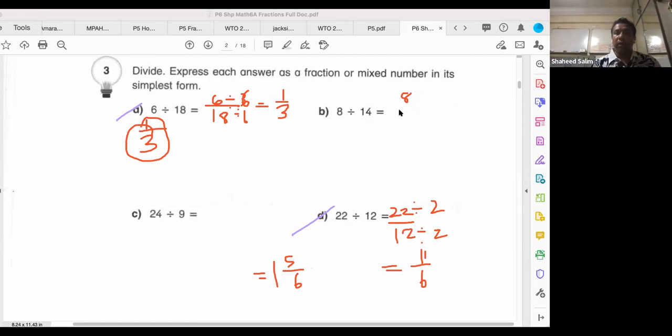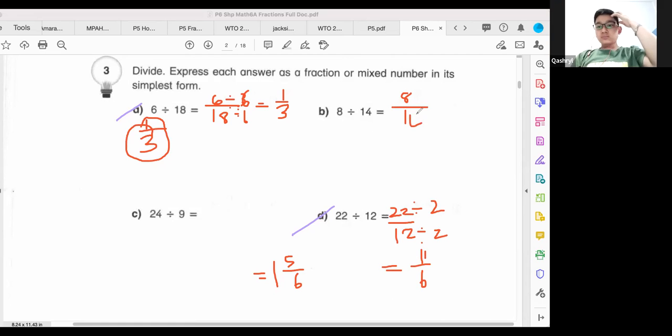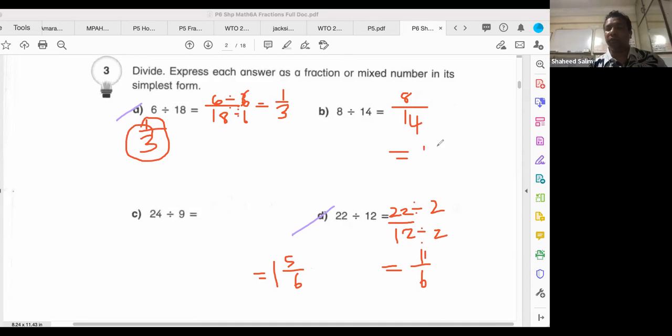8/14. Hilwa, this one you've got to check. Okay, 8/14. What do you do? You divide by 2, divide by 2. 8 divided by 2 is 4. 14 divided by 2 is 7. 4/7. Next one now. Down here, both can divide by 3. So we divide by 3 first.